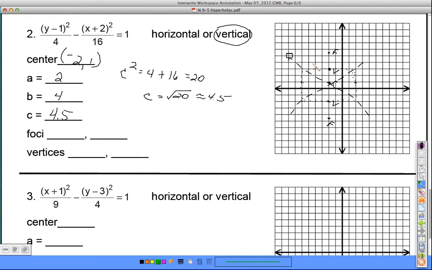Now remember, it's up and down, so this is our vertex, and we're going to go out to the dashed line here, go around. It looks like a parabola, each one. Go out to the dashed line and do that down here. Pull it out towards the dashed line and curve it out towards the dashed line. Okay, so that is your vertical hyperbola.